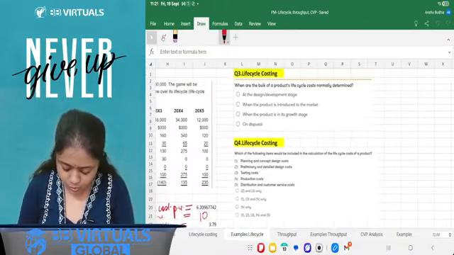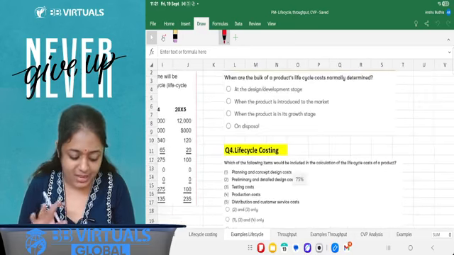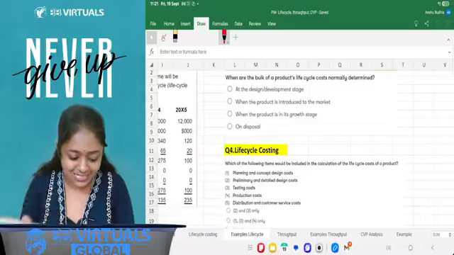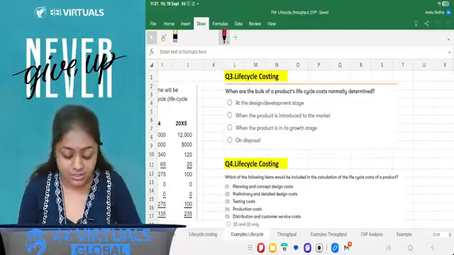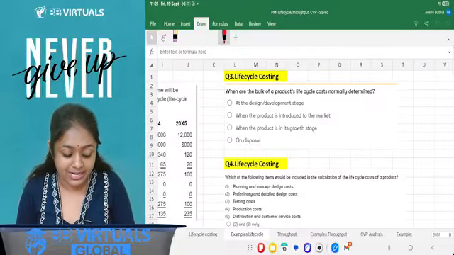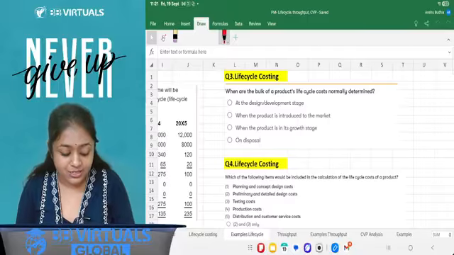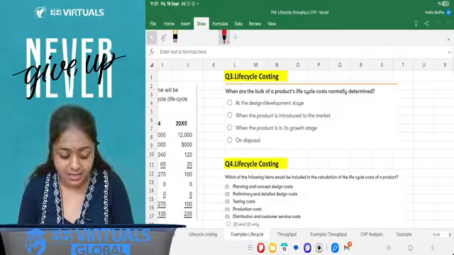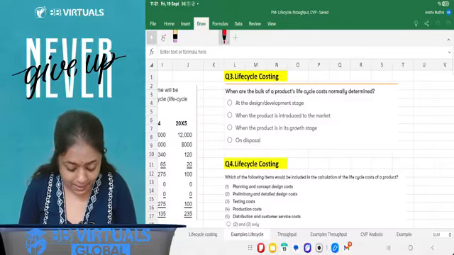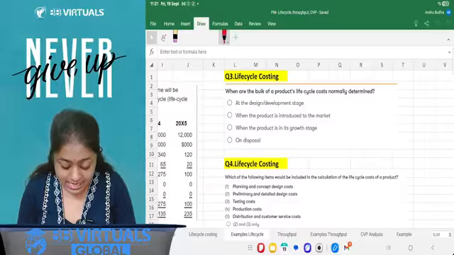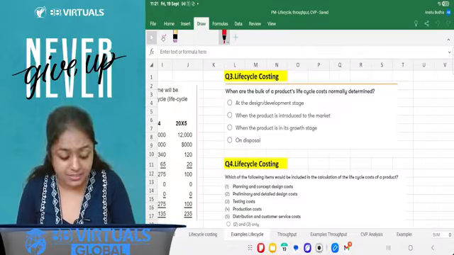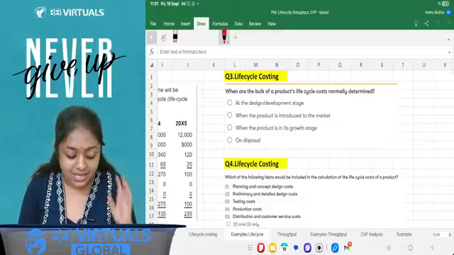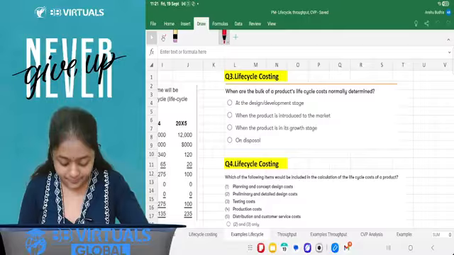Okay, let's do these 2 questions. They are very, very easy questions. So, let's have the answers. I'm sure you will be able to do it now because we have done it in the theory part. Let's see how many of you can do it in the practical part. When are the bulk of a product's life cycle costs usually determined? Let's have answers.